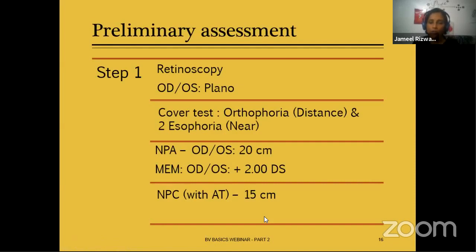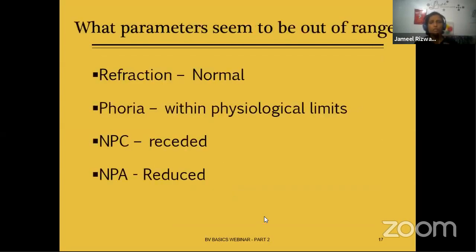As I go ahead with the case and ask you any further questions, please feel free to type your answers in your chat box, and we will take a look at it. Generally, we'll follow this approach. Remember the framework: first take care of refraction. Refraction is normal. Then looking into the phoria, yes, it's very much within the physiological limits. But there are two parameters that are abnormal at this point: number one is near point of convergence, and number two is near point of accommodation.